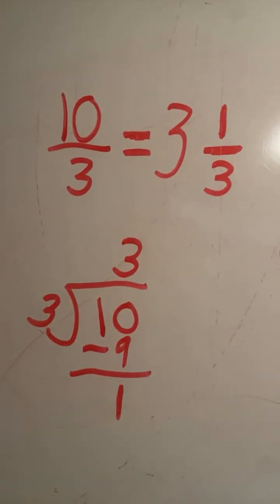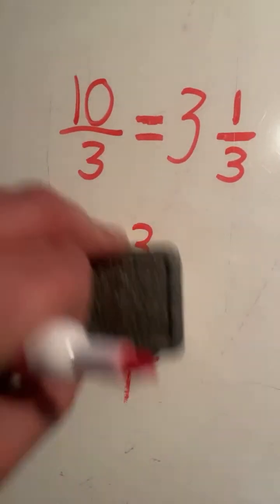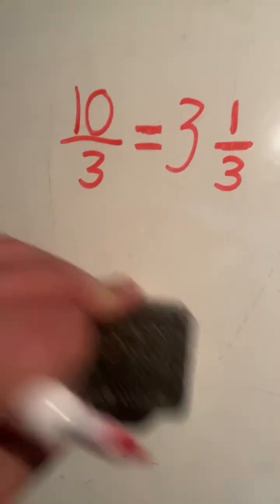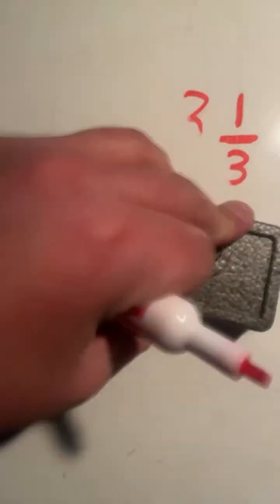All right. Final example of the video. All right. 4 and I keep thinking of my last live stream. I got to remember it's converting improper fractions to mixed numbers. My last live stream was the other way around. All right. 21/5. Need to convert that into a mixed number.